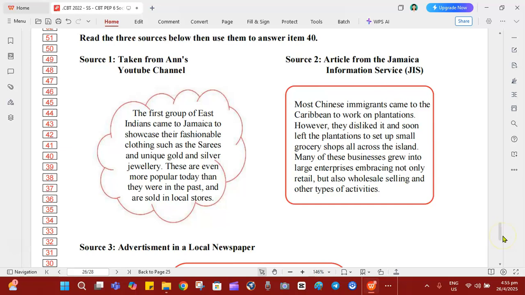Alright, so this is for 40, the last item. Source 1 is taken from Anne's YouTube channel. Source 2 is an article from the Jamaica Information Service, which is JIS. Source 1. The first group of East Indians came to Jamaica to showcase their fashionable clothing such as saris and unique gold and silver jewelry. These are even more popular today than they were in the past and are sold in local stores.